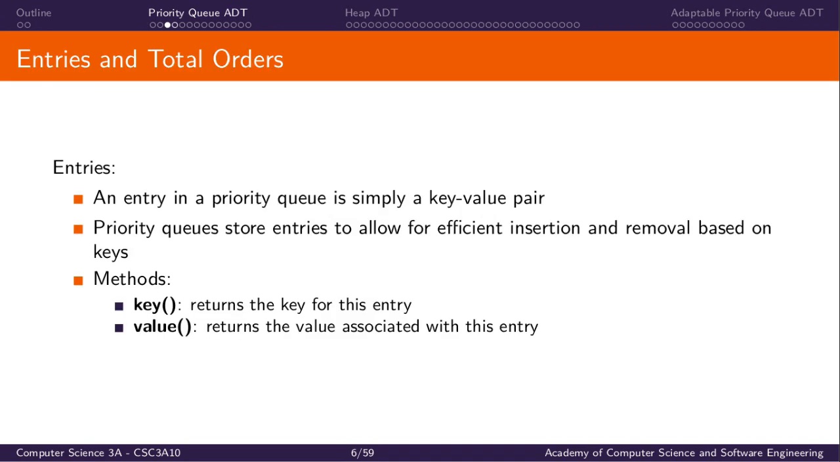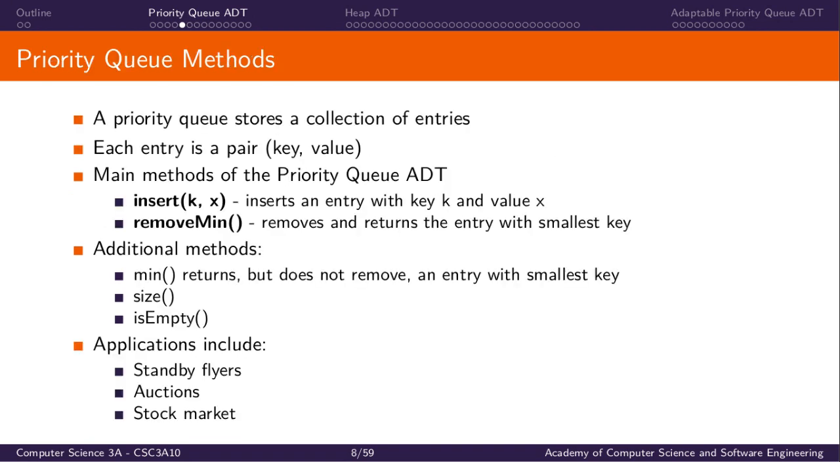Right. So our entries now look like this. They're key-value pairs. And our methods now are insert(k, x), which would insert value x with key k, and removeMin, which returns to us the key-value pair with the highest priority. And we've chosen the convention that that will be the one with the minimum key. So removeMin is our function.